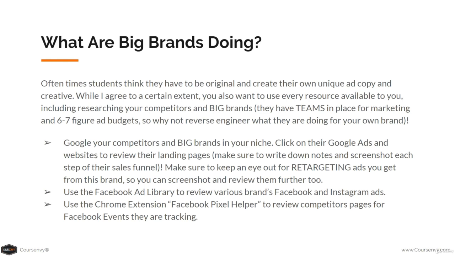So go to Google, Google your competitors, Google big brands in your niche. Click on their Google ads and click on their websites to review their landing pages, their product pages. Make sure to write down notes and screenshot each step of their sales funnel, their product page, their cart, their thank you page. Once you leave their site, make sure to keep an eye out for retargeting ads you get from this brand. Then you can screenshot and review them further too. How are they bringing you back to their website to close the sale via this retargeting ad?